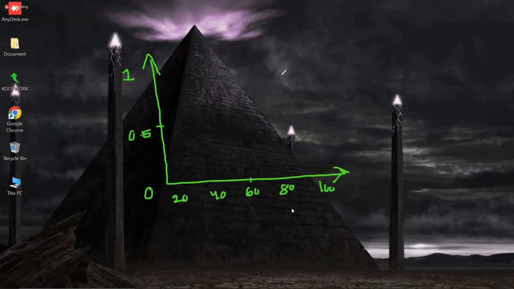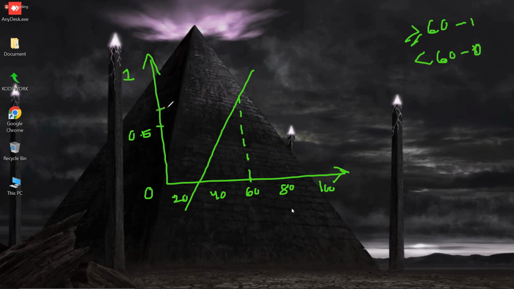Now in this condition, what happened? I will plot the regression line. Let's assume if the patient weight is greater than 60, he is diabetic. Less than 60, he is non-diabetic, 0. Let's assume we have some data points here.